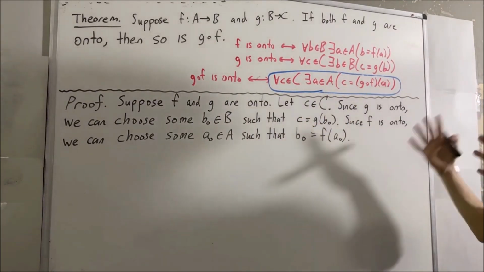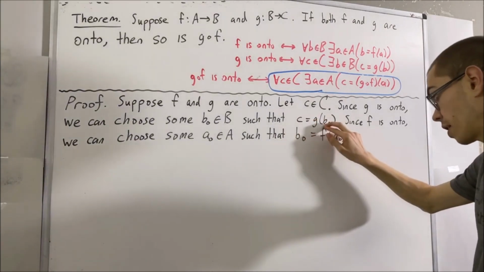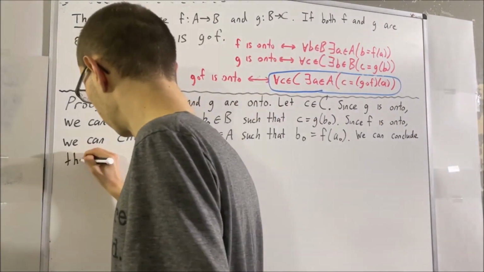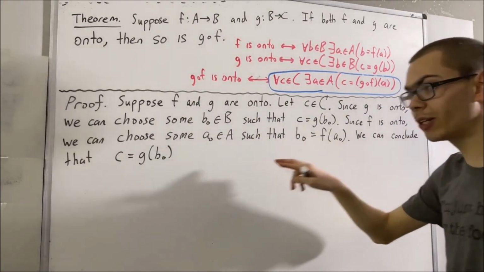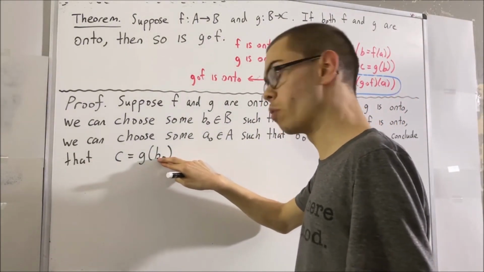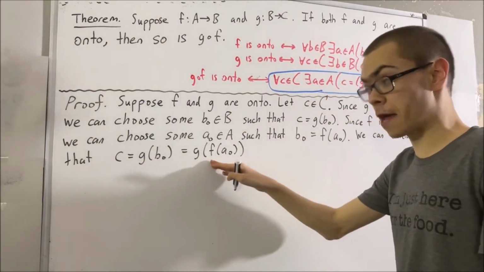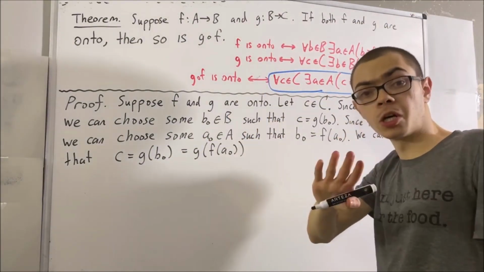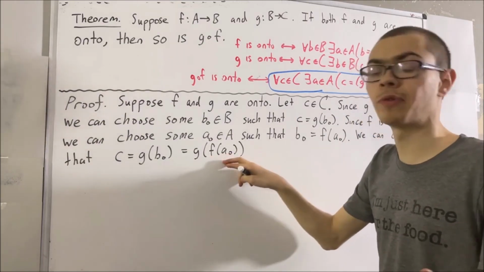So now we're going to put this all together. Notice that c is equal to g of b naught. But because b naught equals f of a naught, we can replace the b naught here with f of a naught. So we get g of f of a naught. If you recall, this is the same thing as g compose f, evaluated at a naught.